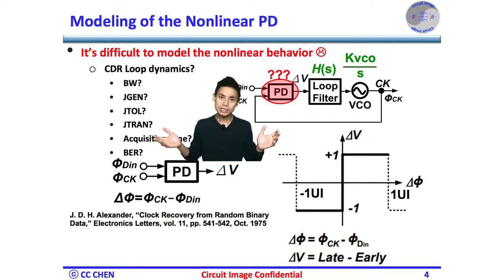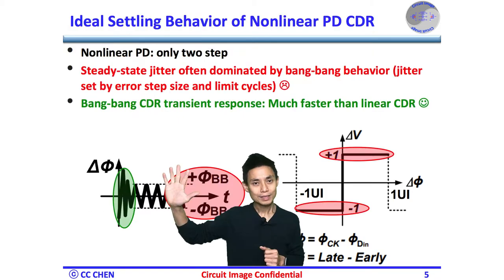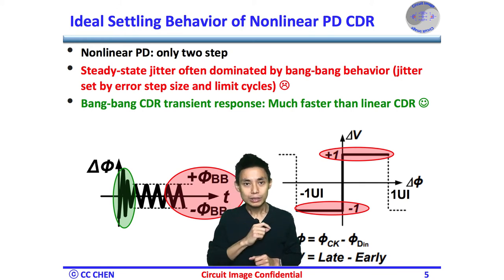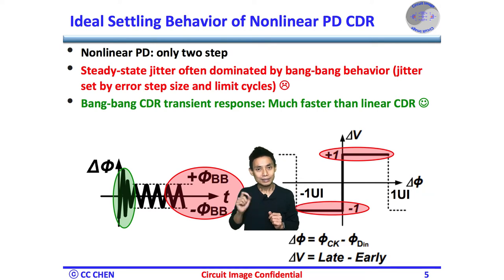What else could be the performance issue of the nonlinear PD? Think about the granularity image in the locked state for 5 seconds. Bingo! The excessive jitter in the locked state could be a concern. As you can see, the bang-bang output would only have 2 steps. Therefore, in the locked state, the phase would ideally toggle between plus and minus step size, which is the so-called hunting jitter. Therefore, the output clock jitter will ideally be limited by the PD step size. The question is how to choose the step size during either design or real-time operation.